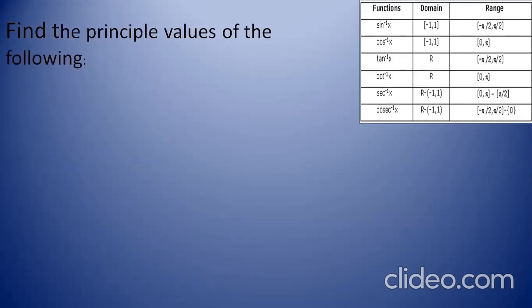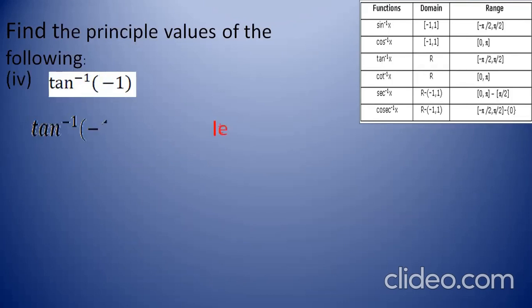Fourth part, find the principal value of tan inverse minus 1. So again consider tan inverse minus 1 as theta. If tan inverse shifts to the right hand side, it becomes the trigonometric function tan theta. So we can write minus 1 is equal to tan theta.